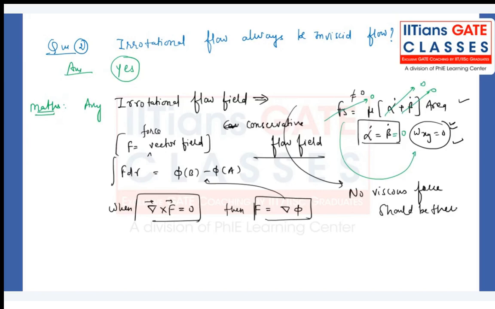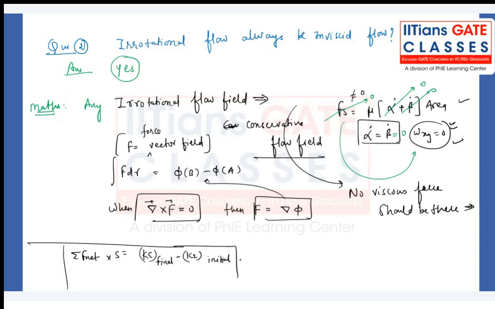If viscous force will be there, then what will happen? That will make the flow field non-conservative. Conservative means what? See, what you have done in engineering mechanics. The net force into distance, that is equal to what? Change in kinetic energy, right? Kinetic energy final minus kinetic energy initial. That is what you have written.